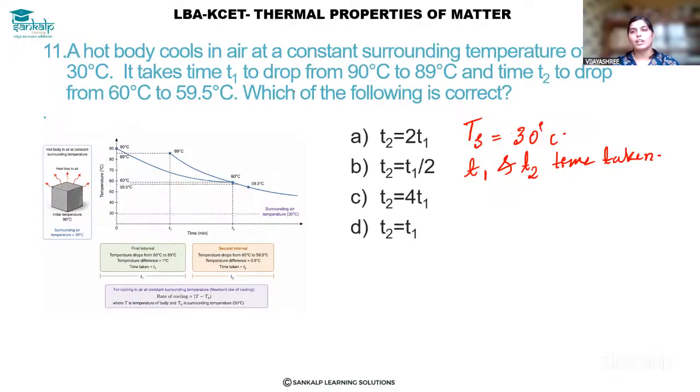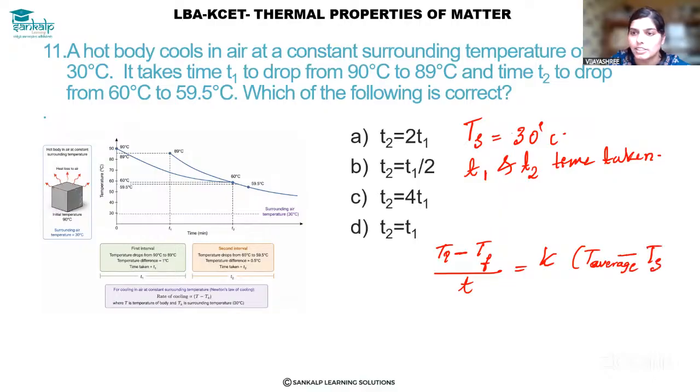So now let us just recall what Newton's law of cooling says. What is Newton's law of cooling? According to Newton's law of cooling, the rate of change of temperature is directly proportional to the temperature difference between the body and its surrounding. Mathematically, what we can write? T initial minus T final divided by T is equal to K into T average minus Ts, T surrounding.